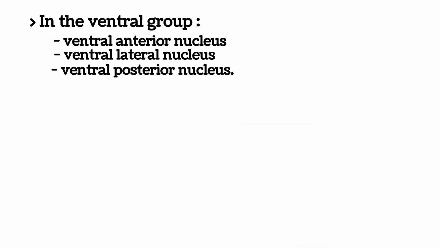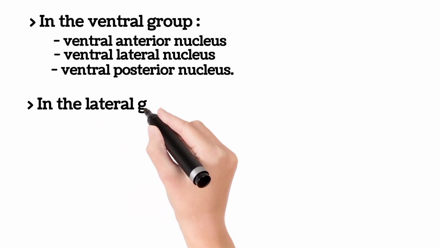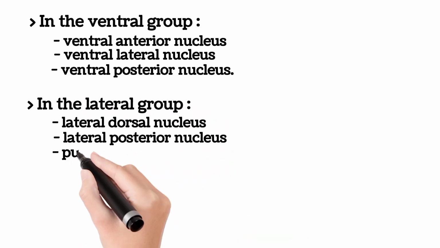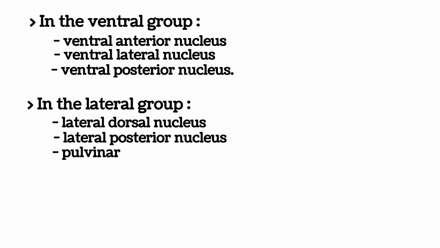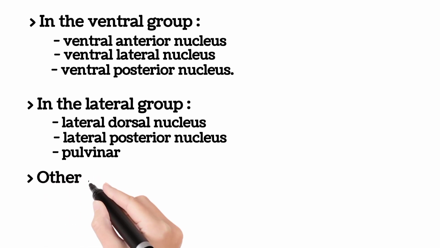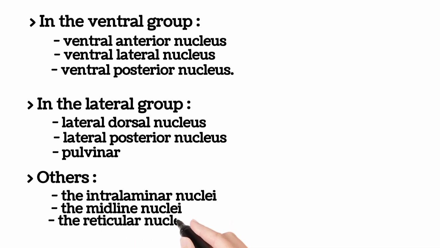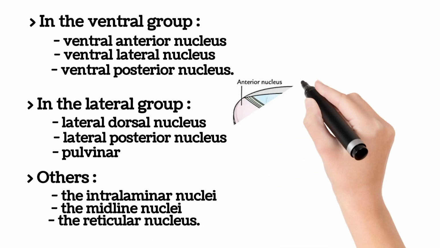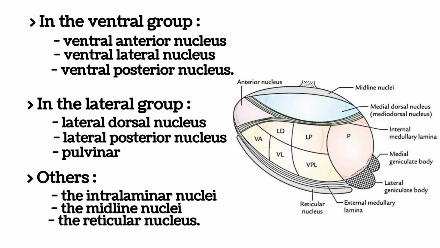In the ventral group, ventral anterior nucleus, ventral lateral nucleus and ventral posterior nucleus. And in the lateral group, there are lateral dorsal nucleus, lateral posterior nucleus and pulvinar. And some other nuclei: the intralaminar nucleus, the midline nuclei and the reticular nucleus. Here we can see in the figure.